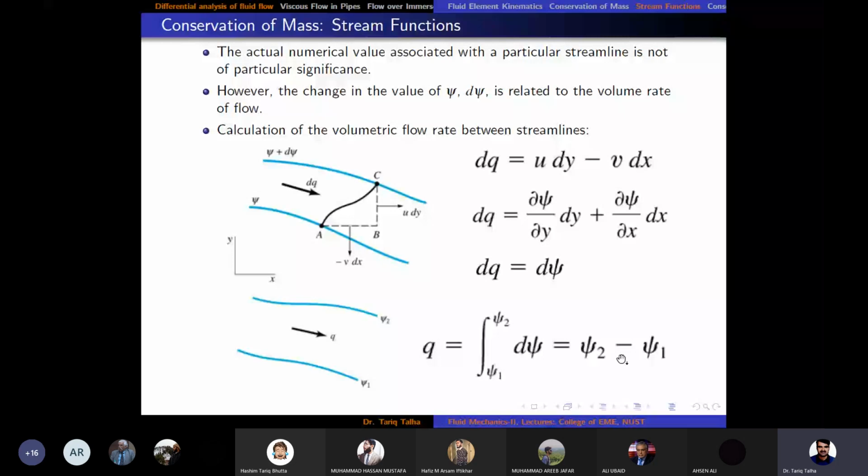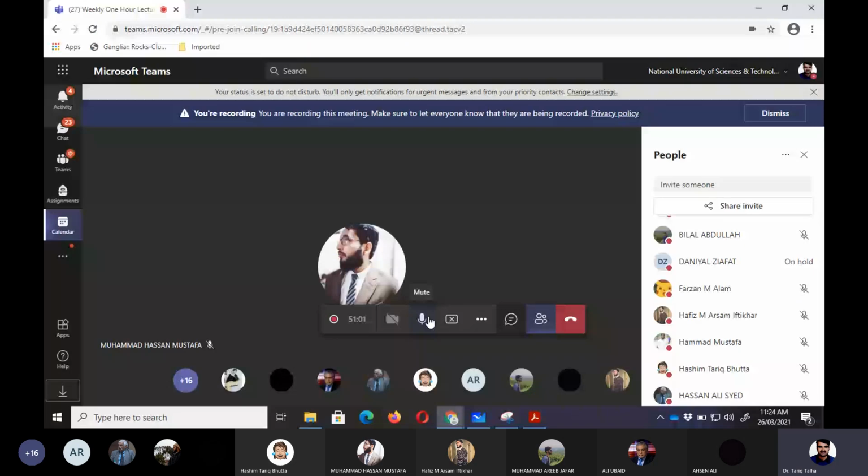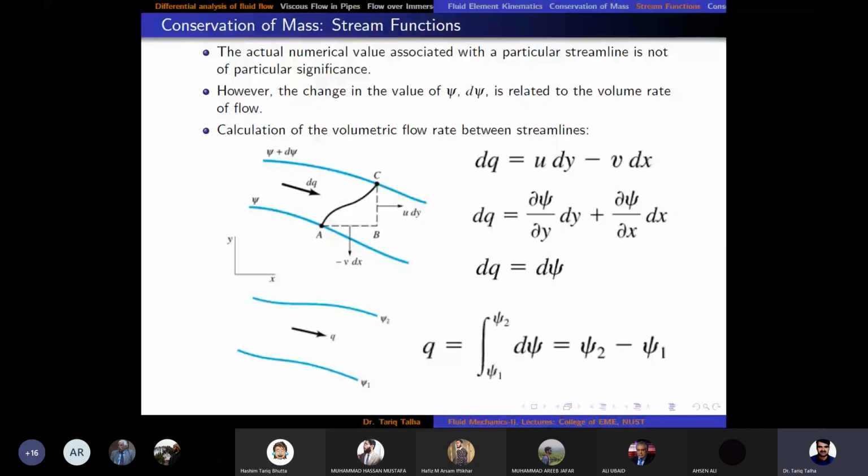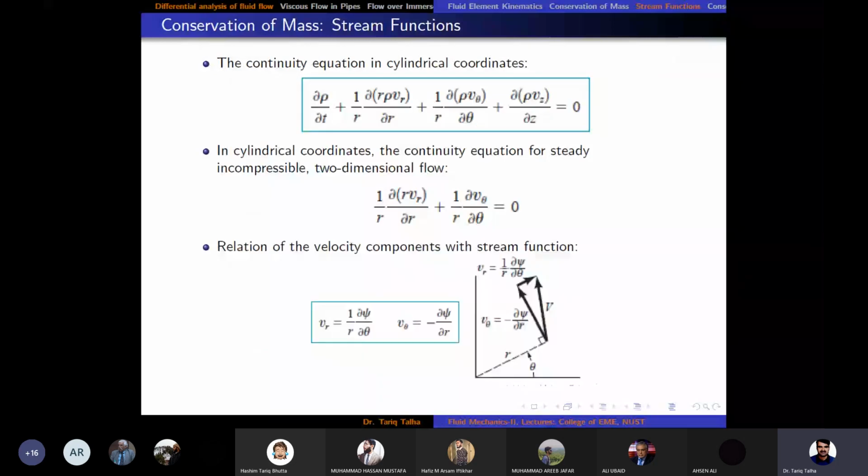Yes, any question? Any question? So I think we have covered the stream function and continuity equation in this class. There are a couple of numericals we need to do, so we would do that in the next class.